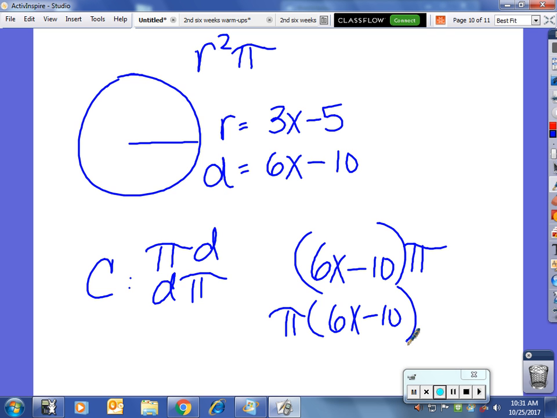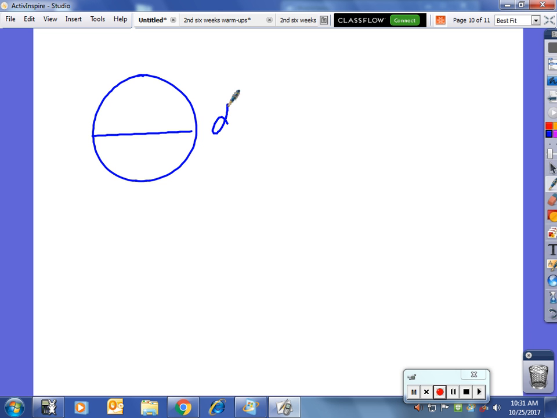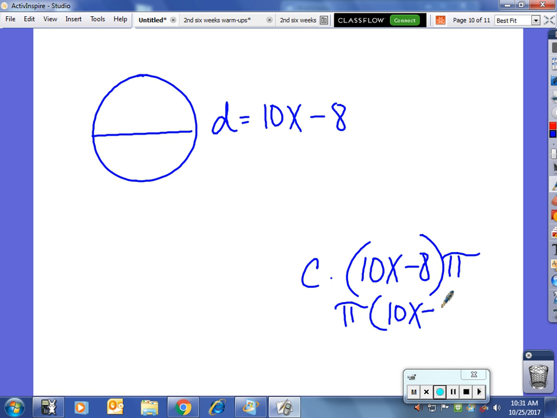Alright, one more circle, but this time I'm going to give you the diameter to start with, not the radius. Diameter of this is 10x minus 8. What job is super easy? Circumference is super easy. We could pretty much write down the circumference right now. What's the circumference? 10x minus 8 in parentheses, and then a pi. Or you can put the pi on the front, and then 10x minus 8. That's circumference. Now area is a little bit more work.